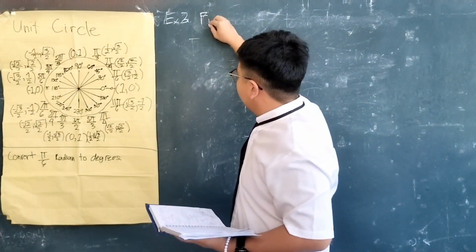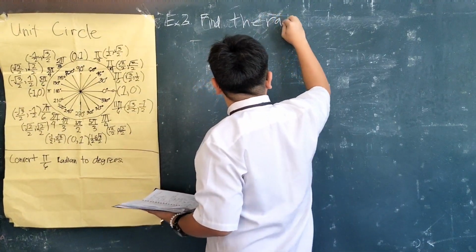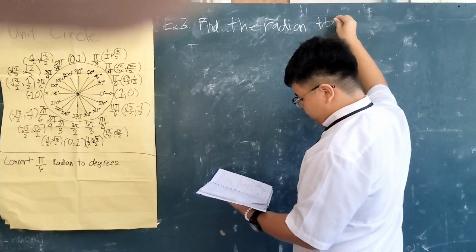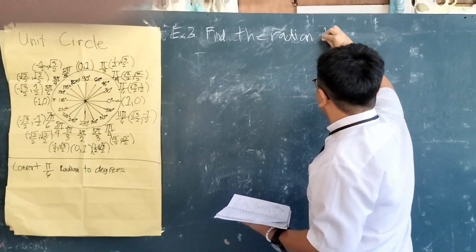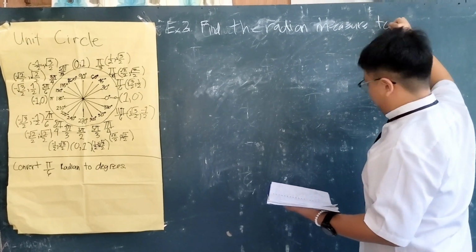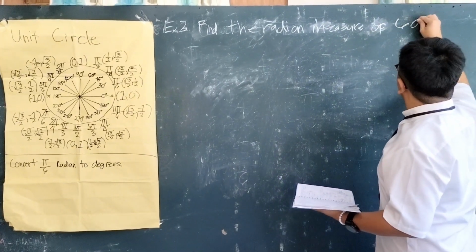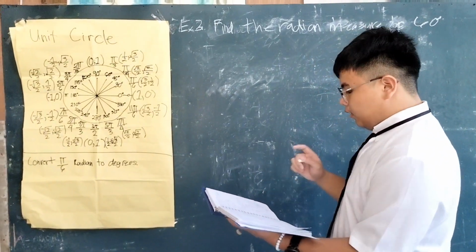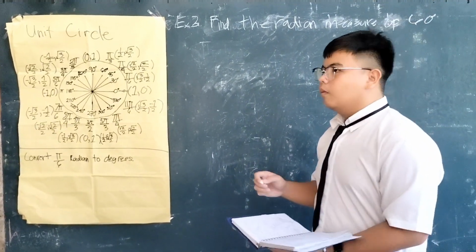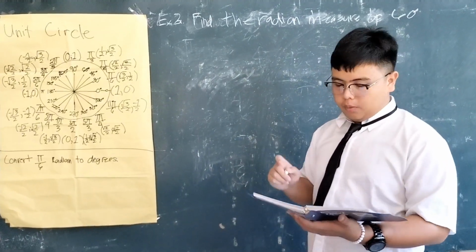Problem 3 is to find the radian measure of 60 degrees. So step 1 is to multiply the degrees measure by the same formula that we used in the previous example 2, which is pi radians over 180.